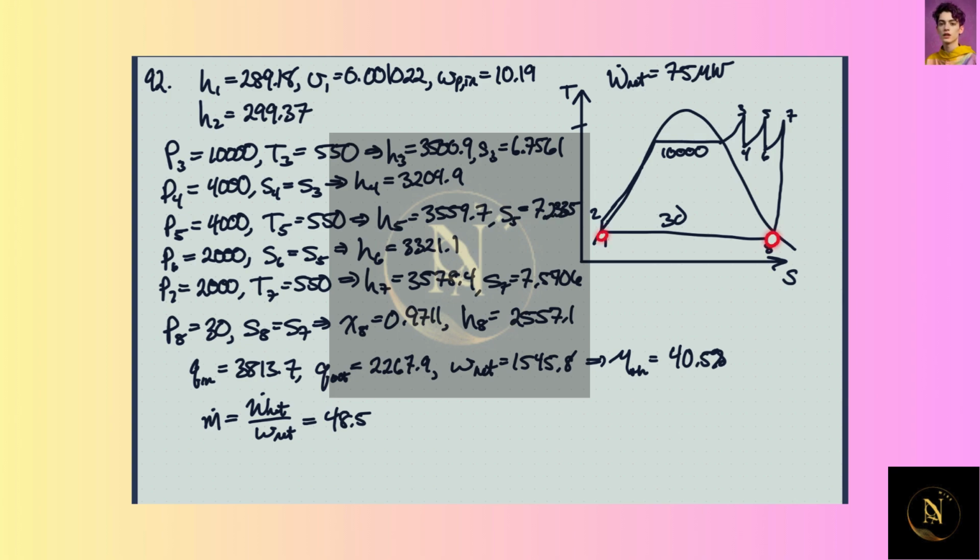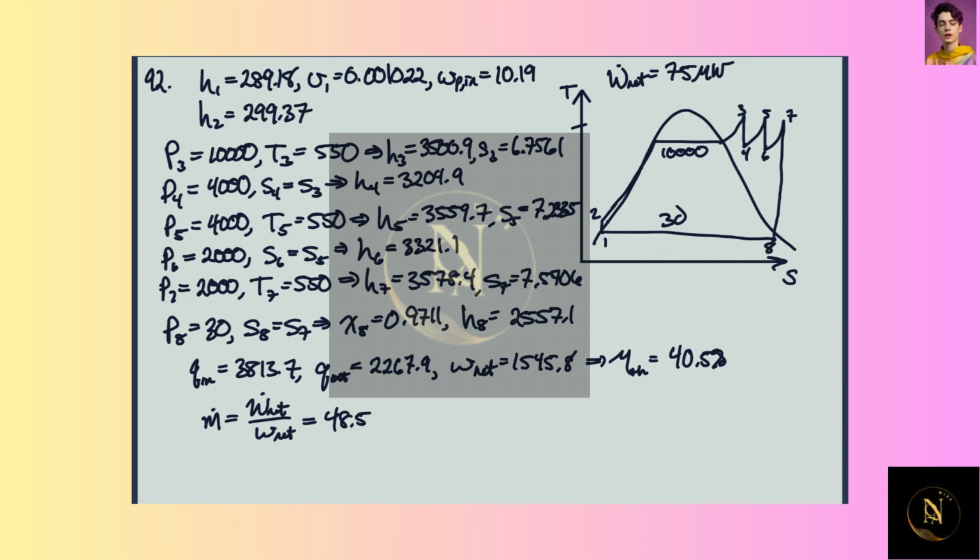The specific heat out is just the enthalpy at 8 minus the enthalpy at 1. And so that winds up being about 2,268 kilojoules per kilogram. The net work is then the difference between these, and we get that. And then we can find the efficiency. We can either take this divided by this, or 1 minus this divided by this, either way. And we get that the efficiency is about 40.5%.